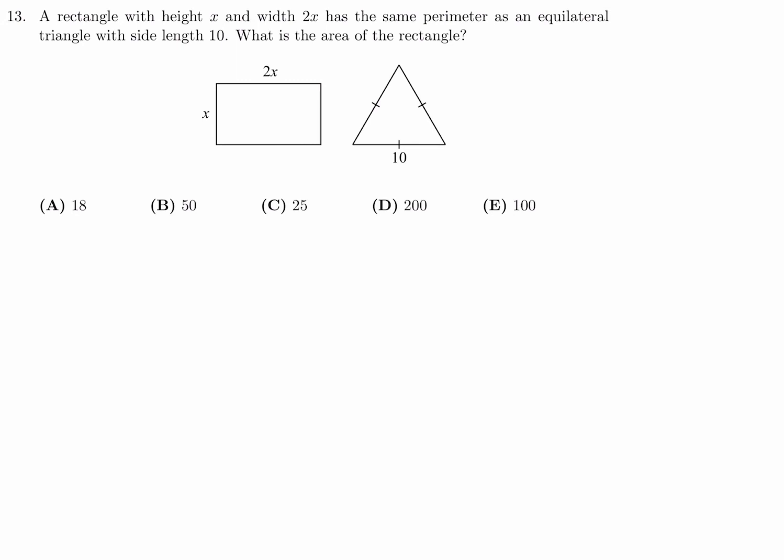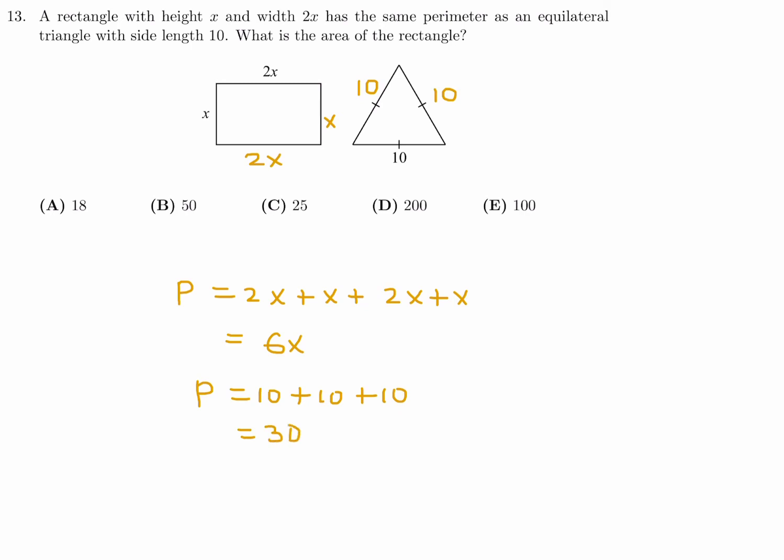A rectangle with height x and width 2x has the same perimeter as an equilateral triangle with side 10. What is the area of the rectangle? Well, the perimeter of that rectangle is 2x plus x plus 2x plus x, which is 6x. And they're telling me that is the same as the perimeter of the equilateral triangle. The triangle has side labeled 10, and because it's equilateral, all sides are the same. So 10, 10, 10. So that perimeter is 10 plus 10 plus 10, which is 30.